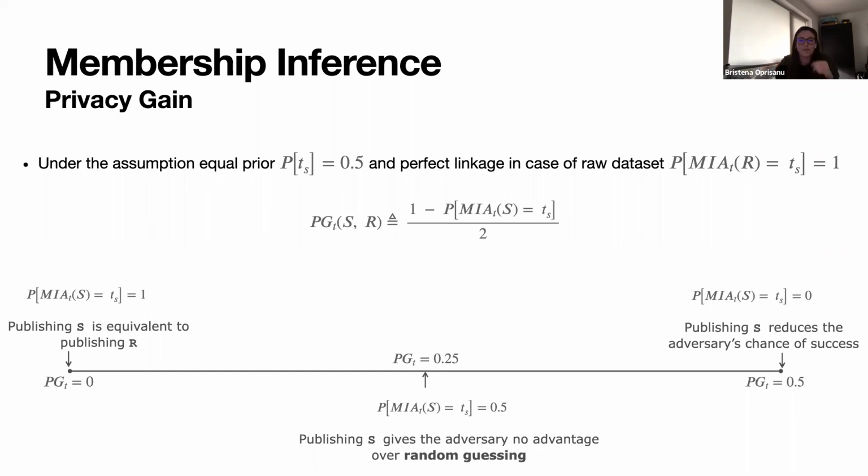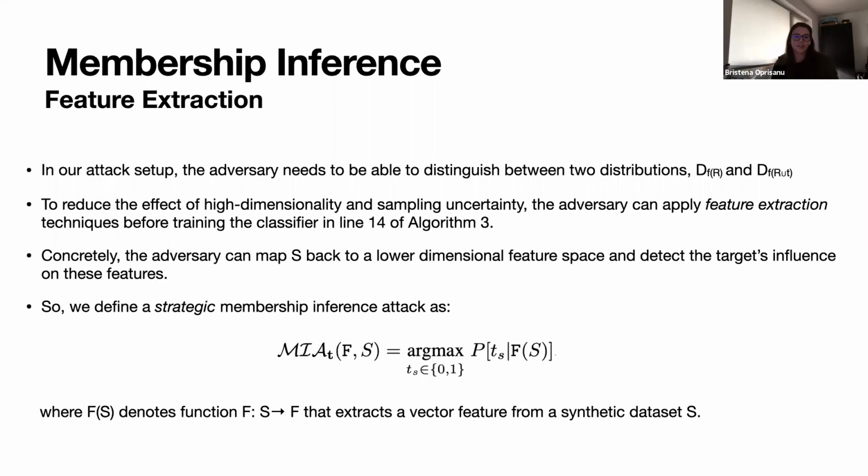And now, the first thing I have to mention is that in our attack setup, we also used feature extraction because we want the adversary to be able to distinguish between the two distributions, the one with the target and the one without the target. And in order to reduce the effect of high dimensionality and sampling uncertainty, we say that the adversary can apply some feature extraction techniques before training the classifier. And now, basically, we can define a more strategic membership inference attack that looks also at the feature vector that was extracted from the synthetic data set.